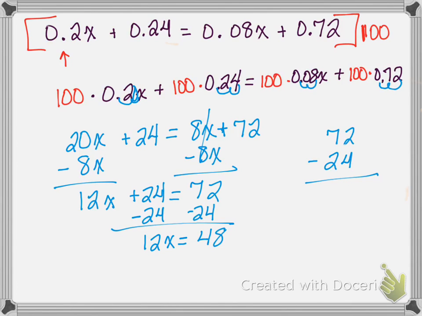We remember back probably from 3rd, 4th, or 5th grade. We can't do 2 minus 4. I have to borrow from the 7. My 7 becomes 6. My 2 becomes 12. That's how I get my 48.